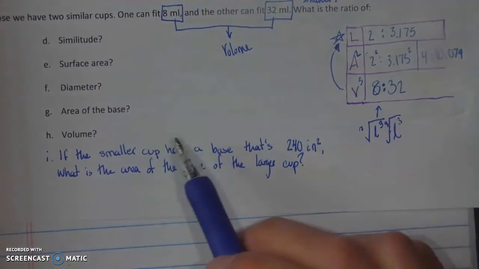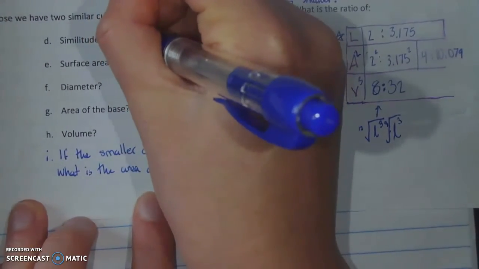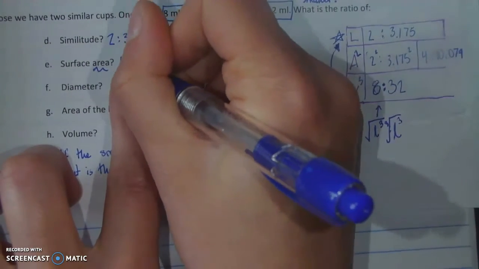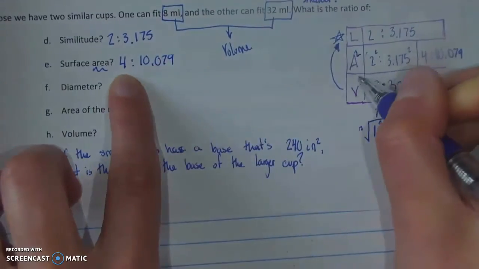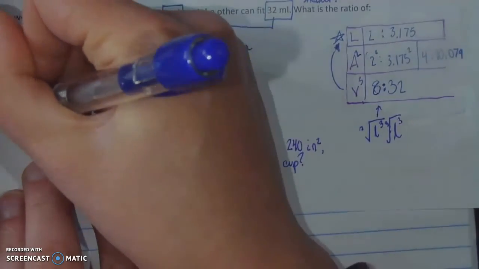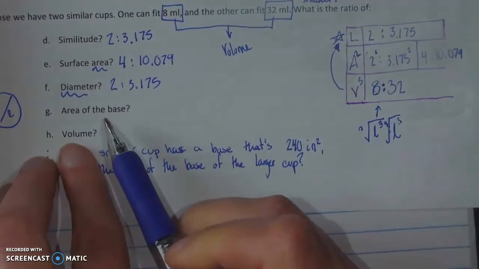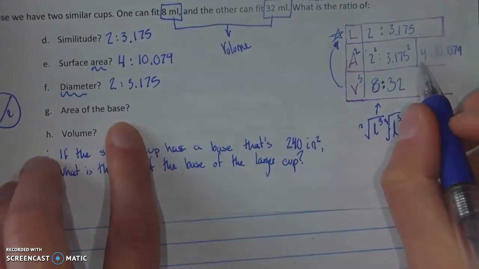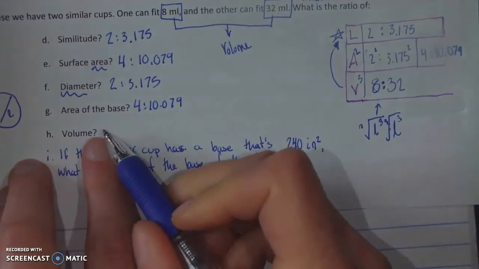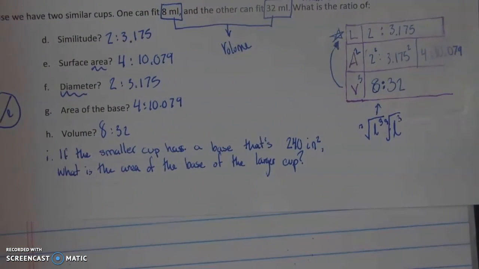So this is nice because now I can just use this to fill in my proportions. The ratio of similitude is just the ratio of the lengths. So that's going to be 2 to 3.175. Surface area is an area. So that means it's going to be the 4 to 10.079 area. Diameter, well, diameter is the length across a circle. So that means I'm talking about a length. And that would be 2 to 3.175. So just matching these here. Area is down here again, and area is 4 to 10.079. And last but not least, what is the proportion of the volumes? Well, they already gave us that one. That's 8 to 32. And if you wanted to simplify that, you definitely could. You just don't have to.